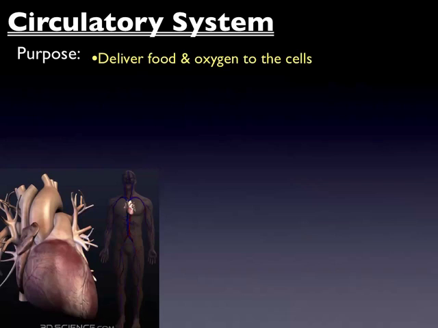Every cell in your body is surrounded by blood vessels because they need oxygen and they need food. But at the same time, the circulatory system is removing things from the cells. What is it removing? Waste. Waste like what? Carbon dioxide is probably the biggest. Yeah. So it removes carbon dioxide and waste from the cells.